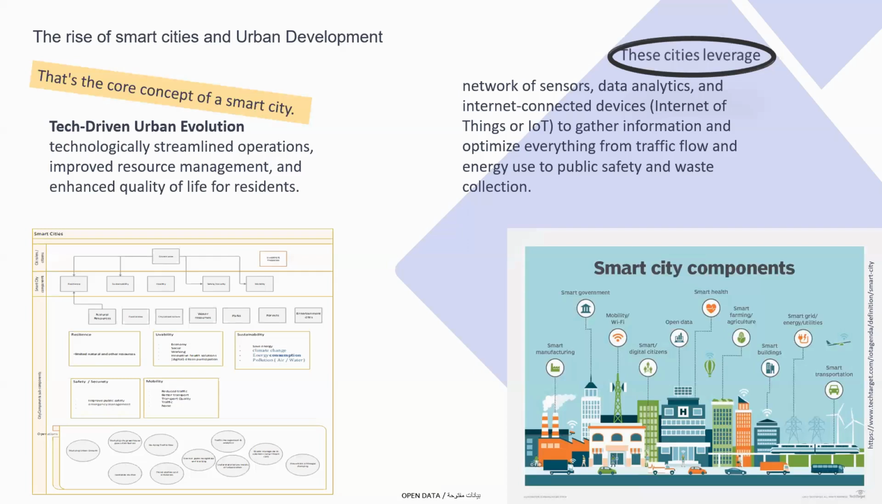Even now we are looking at locally processing Internet of Things and using artificial intelligence to analyze big data, of course, big data insights and artificial intelligence to analyze this data and provide information that can help the city. Sometimes, for example, for security and safety, we need to act immediately. So to gather information and optimize everything from traffic flows and energy use to public safety and waste collections.